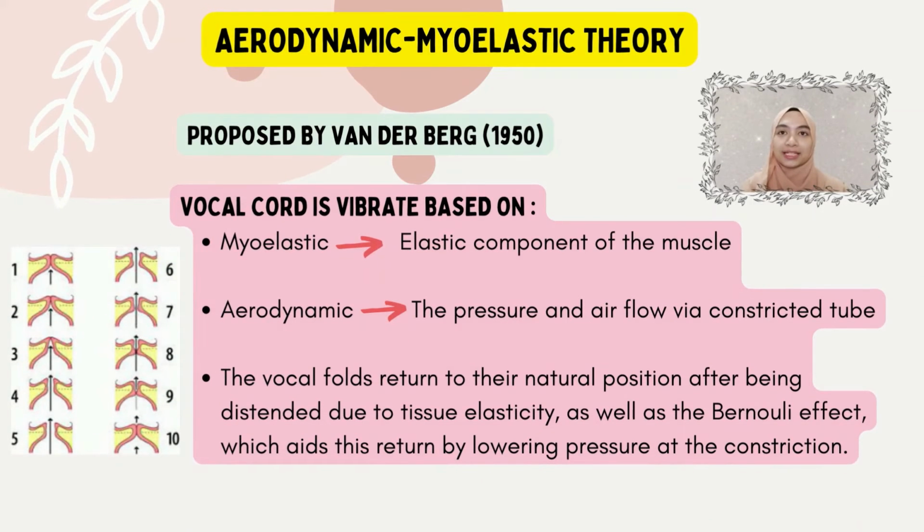Theories of phonation are divided into two, which are the aerodynamic myoelastic theory and the body cover theory. I will explain the aerodynamic myoelastic theory first. The aerodynamic myoelastic theory was proposed by Van den Berg in 1950. The vocal cords vibrate based on myoelastic and aerodynamic factors. Myoelastic is the elastic component of the muscle, and aerodynamic is the pressure and airflow via a constricted tube. The vocal folds return to their natural position after being distended due to the tissue elasticity, as well as the Bernoulli effect, which aids this return by lowering pressure at the constriction.